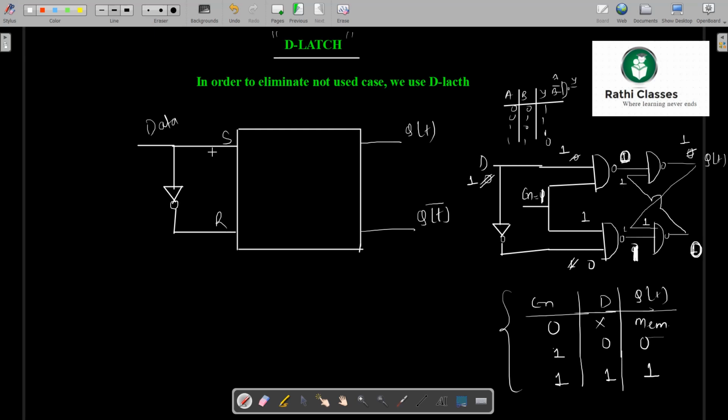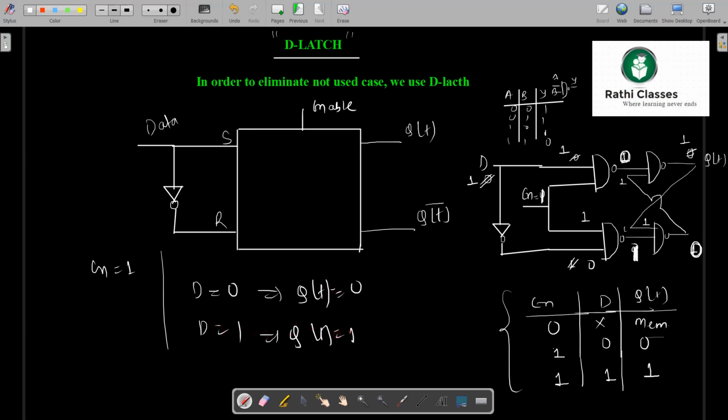As you can see, we have provided enable, and when enable is high, if D equals 0, then Q of t equals 0, and if D equals 1, Q of t equals 1. That means the output basically follows whatever input we are providing. So this is a very useful latch to design registers and counters. Hope this is clear to you all. Thank you.